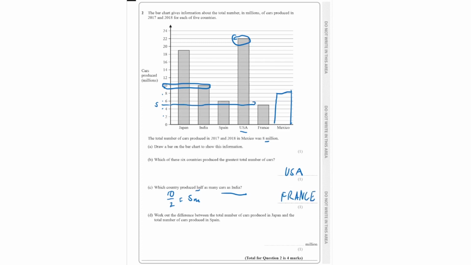Work out the difference between the total number of cars produced in Japan and the total number of cars produced in Spain. So let's look where Japan ends up. Here on the y-axis, it ends up here between 20 and 18. So halfway between 20 and 18 is simply 19. So right here, 19. And Spain. So we draw an arrow again. It meets up with 6 million. So 19 minus 6 is simply, so we write here 13. And that is our final answer.